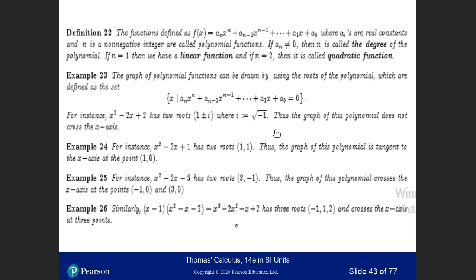Now the functions which are defined as f of x is equal to a_n x to the n, plus a_(n-1) x to the n minus 1, and up to a_1 x and a_0. These are called polynomials, as you may know from high school and college. Here, the a_i's are constants, real constants.